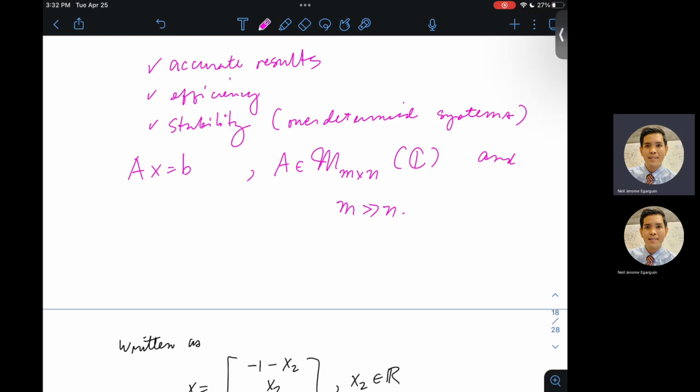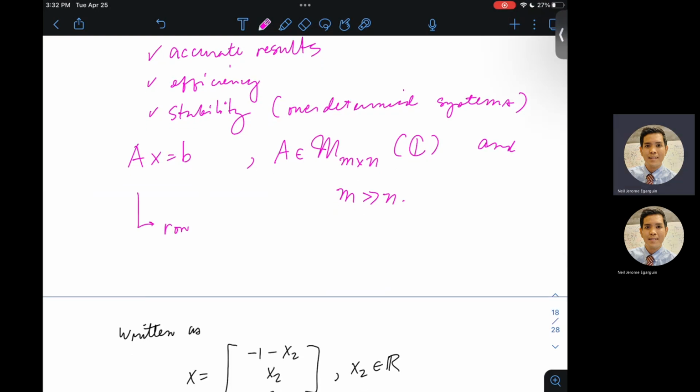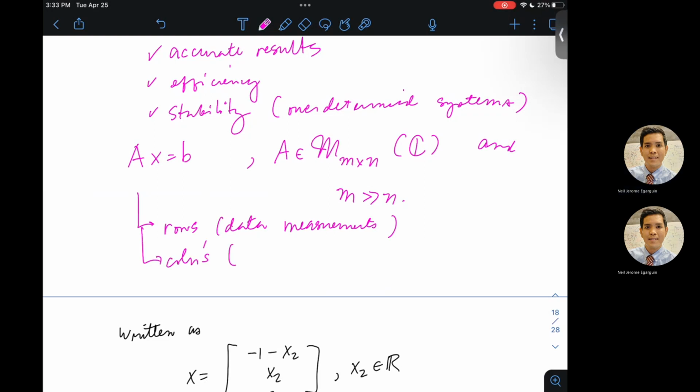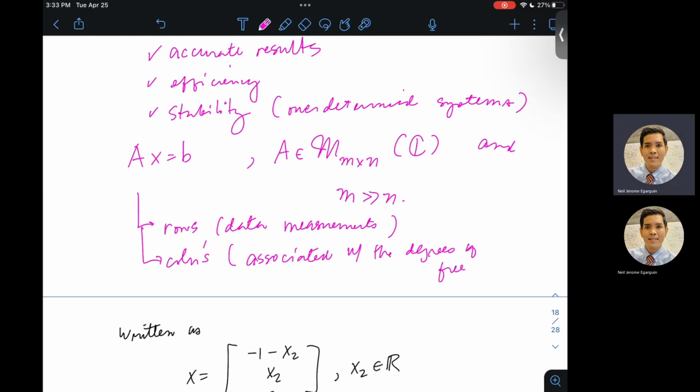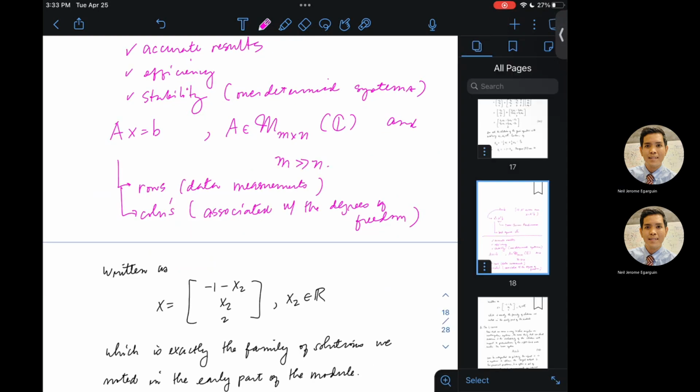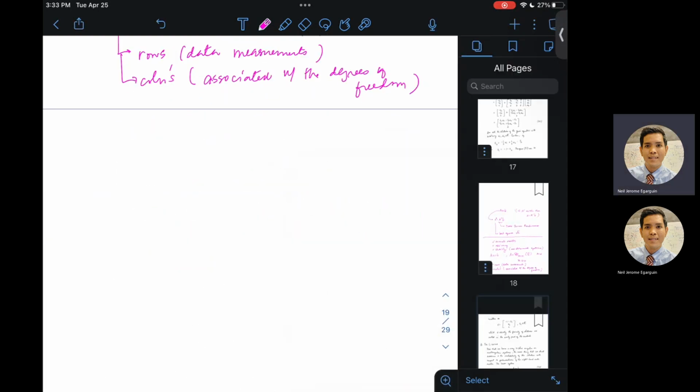Because in matrix A, the rows correspond to data or data measurements, while the columns are associated with the degrees of freedom, right? Now, hold on, let me add a page.